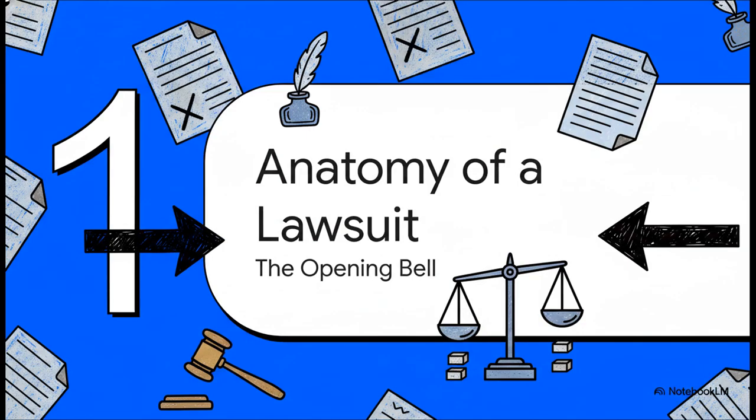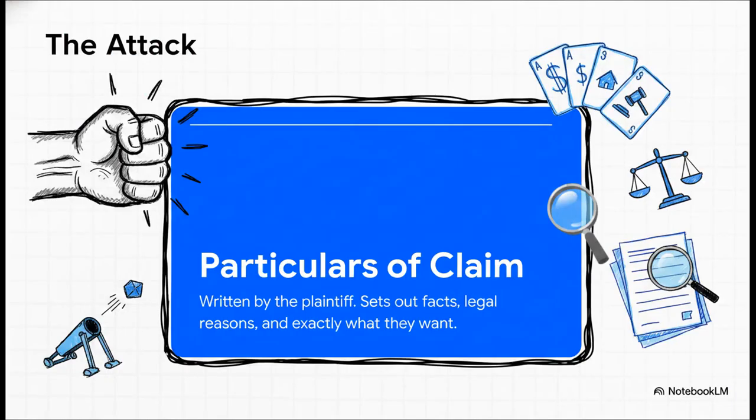Part 1. Anatomy of a lawsuit. The opening bell. To really understand how any civil dispute plays out in the High Court or a regional magistrate's court, you need to know the fundamental building blocks. These are the documents swapped right at the very beginning of the process that tell the court exactly what the fight is going to be about.